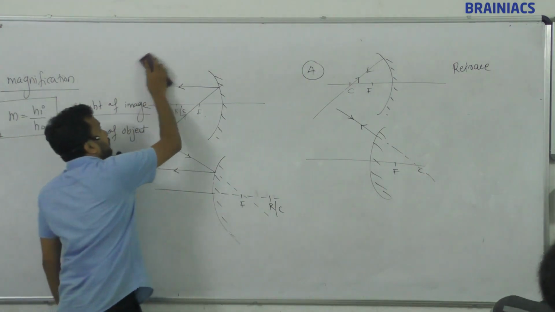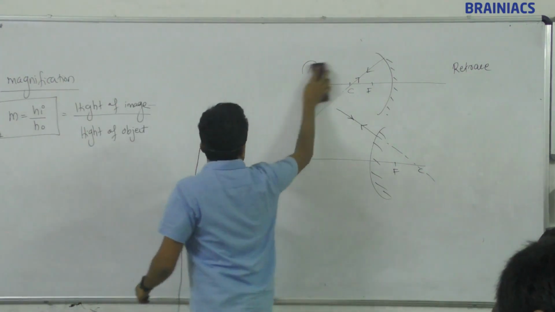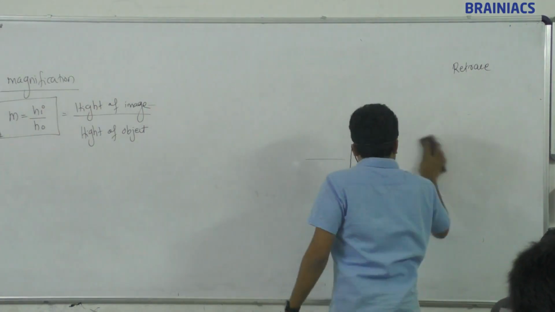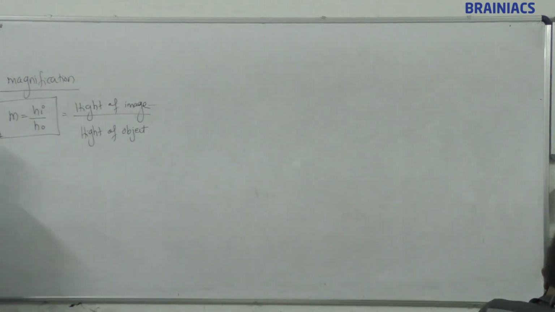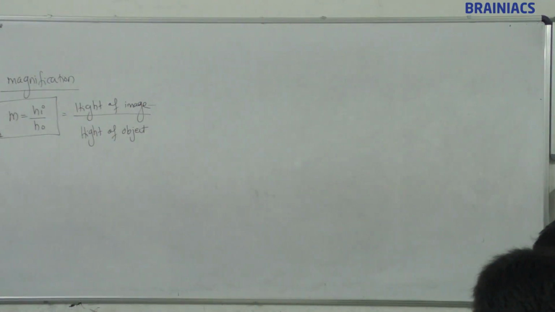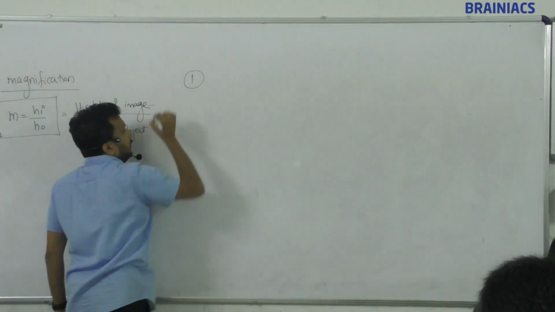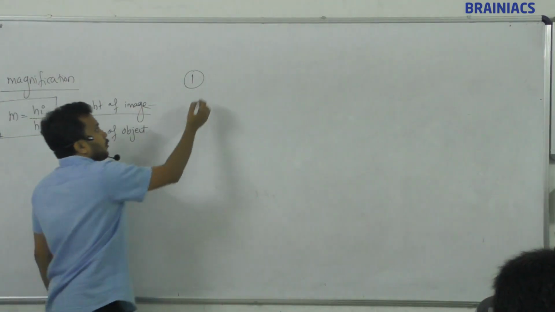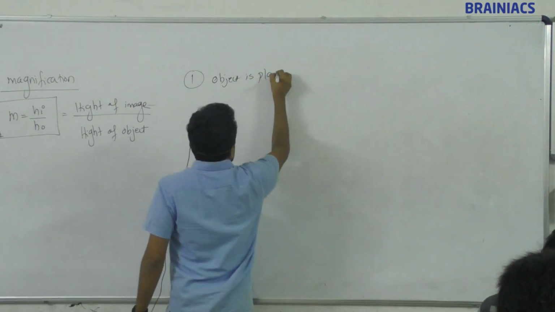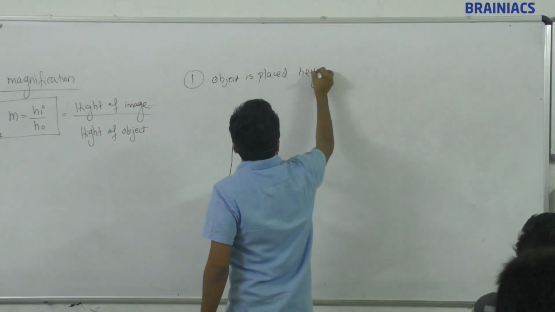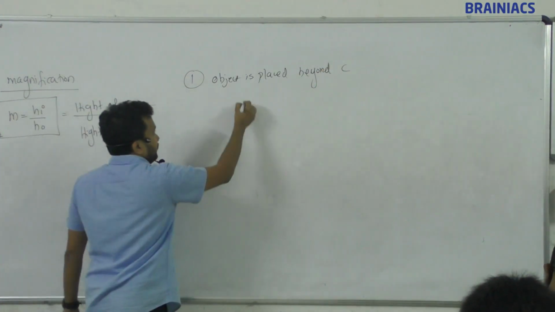And then write, image formations by a concave mirror. Number 1, object is placed beyond C. Beyond C means beyond the center of curvature. So we'll draw the diagram.